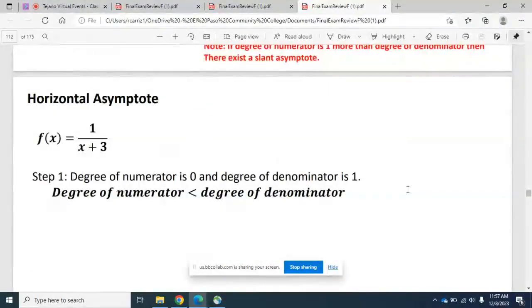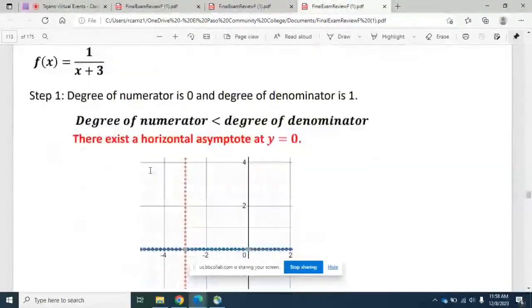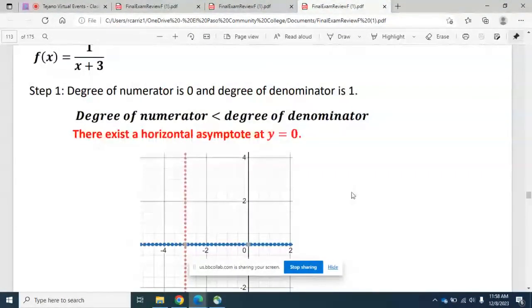So let's look at our problem really quick. And if we see here, if I were to write the numerator as x to the 0 power, anything to the 0 power is 1. But you would see that 0 is smaller than the degree of the denominator, which is 1. We don't put it here, but the degree of the numerator is smaller than the degree of the denominator. So hence, we have a horizontal asymptote at y equals 0.